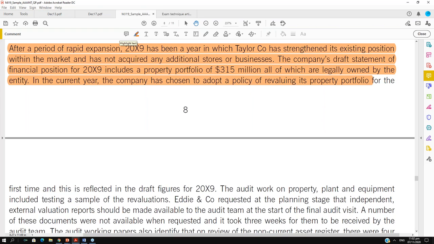Okay, so I hope you have read that the company's draft financial statement includes a property portfolio of $315 million, all of which is legally owned. In the current year, the company has chosen to adopt a policy of revaluing its property portfolio for the first time, and this is reflected in the draft financial position, right? The audit work on the property, plant, and equipment includes testing a sample of revaluations.